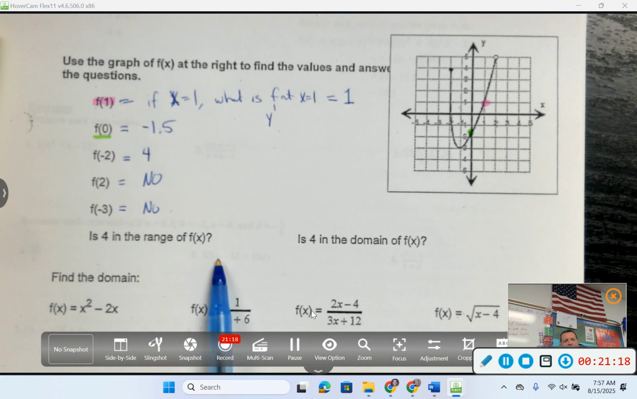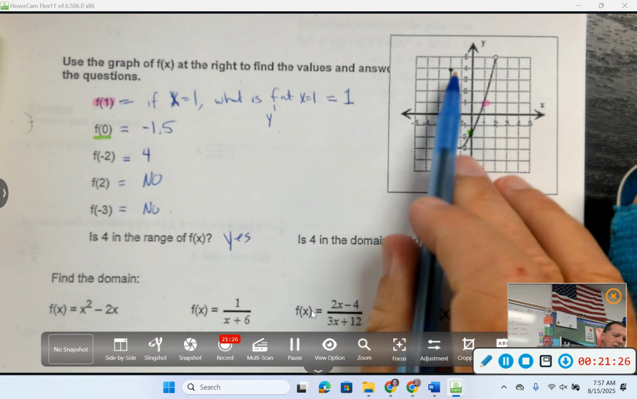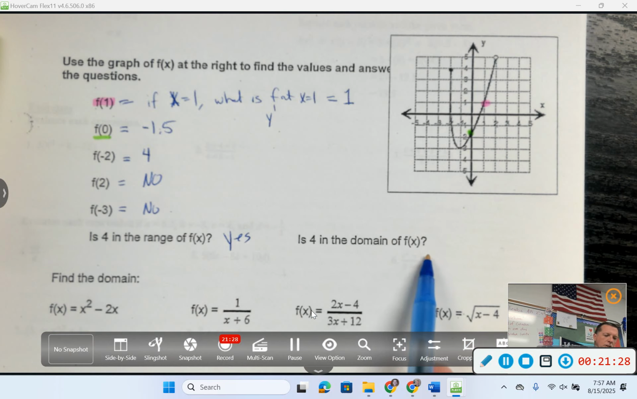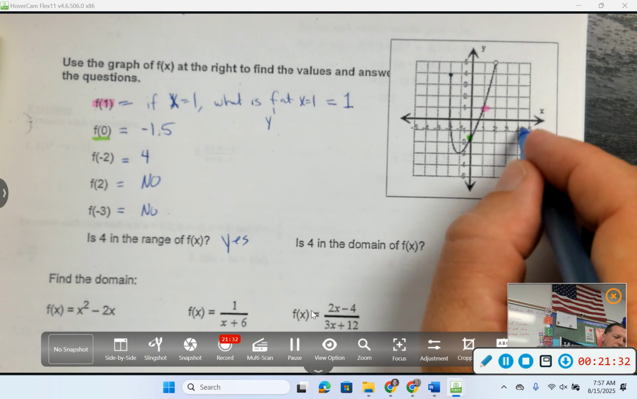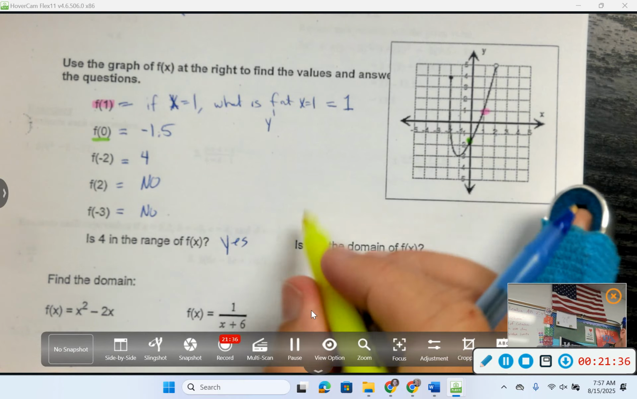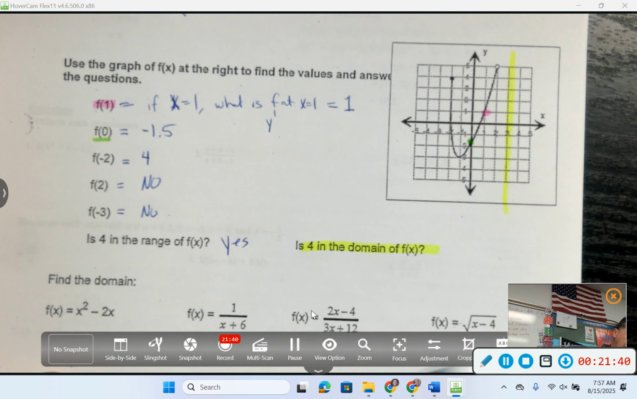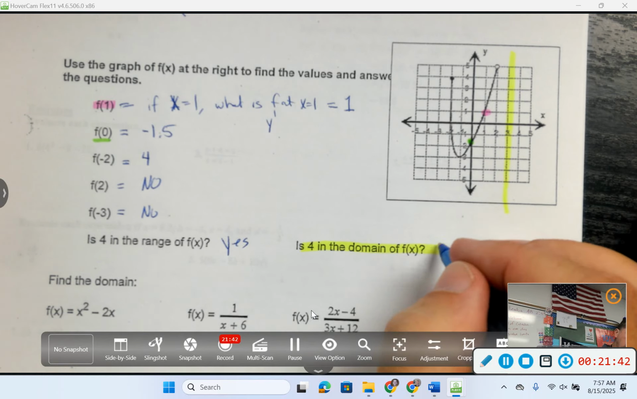Thinking back to yesterday, is 4 in the range of f of x? Yep. In fact, it's in there twice, there and there. Is 4 in the domain of f of x? No, because that would be over here. Is 3 in the domain of f of x? Whoops, I said 4, but 3 would be the same problem, so no.